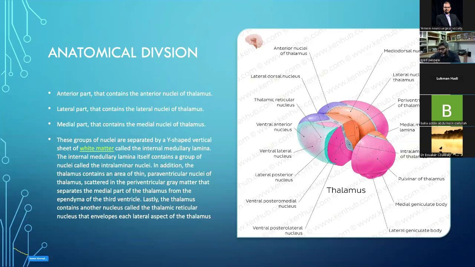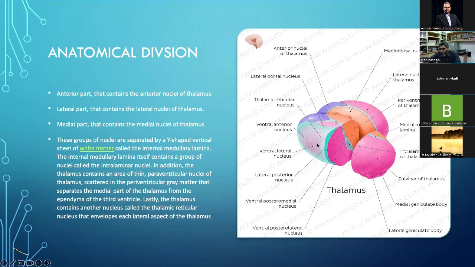with a thick vertical sheet of white matter fibers called the internal medullary lamina. The internal medullary lamina itself has some nuclei within it. And then there will be some nuclei on the medial side below the ependymal layer of the third ventricle, in the gray matter, as collections of neurons.